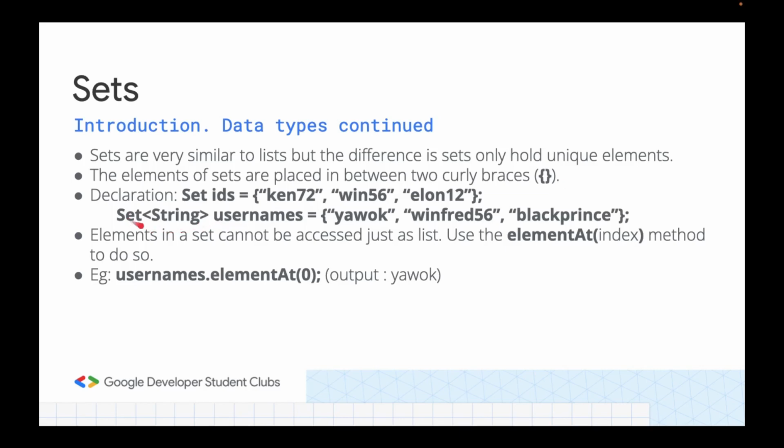And then you have another one here where you specify the actual data types you want our elements to be. We want them to be strings. So we specify that, and then that's the CLK, Winfred 56 and then prints.